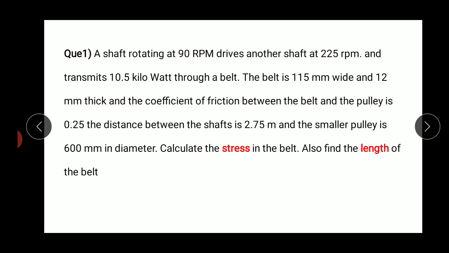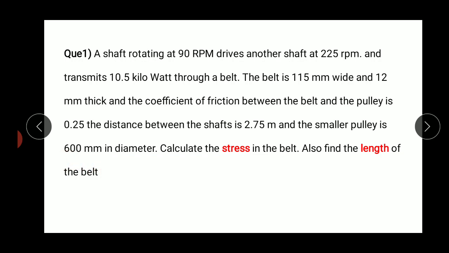The belt is 115 mm wide, so 115 mm is the width of the belt, that is b is given, and 12 mm thick. So thickness small t is also given. The coefficient of friction between the belt and the pulley is 0.25, so mu is also given. The distance between the shafts is 2.75. So distance between shafts, that is x, is also given here, that is 2.75. The smaller pulley is 600 mm in diameter, so the diameter of the smaller pulley is also given here, that is 600 mm.